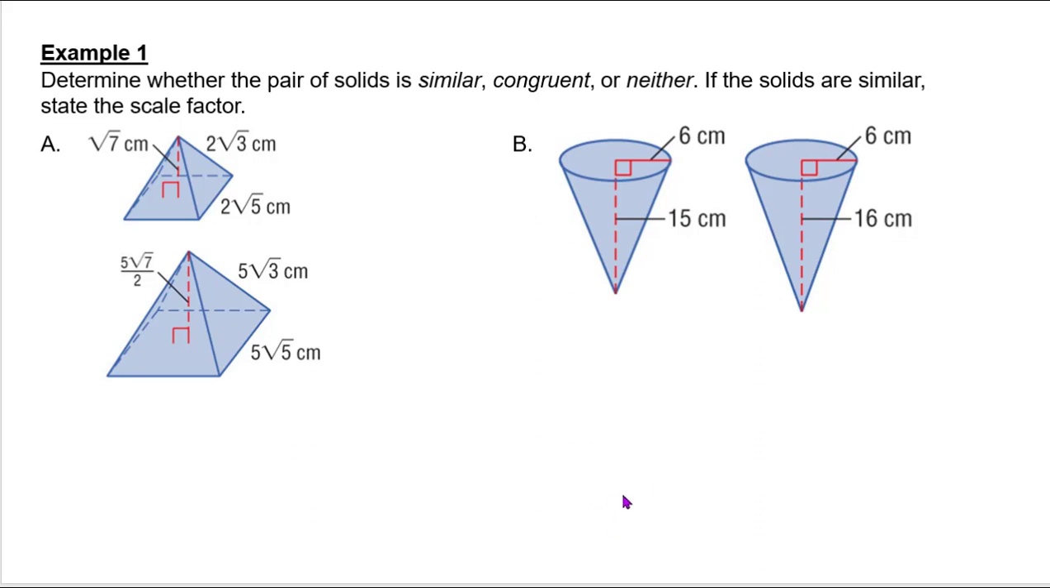Okay, so let's look at these pairs of solids and determine whether or not the solids are similar. If we look at 2 root 3 to 5 root 3, I looked at the length of these edges. Well, that is 2 to 5. Is that equal to 2 root 5 to 5 root 5? Yeah, that works out. That also equals 2/5.